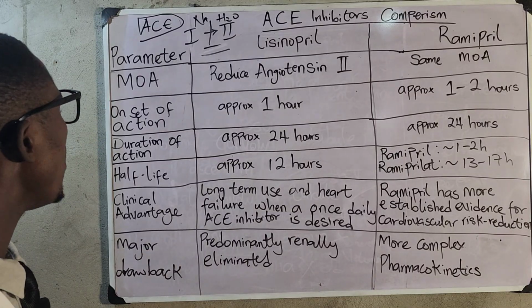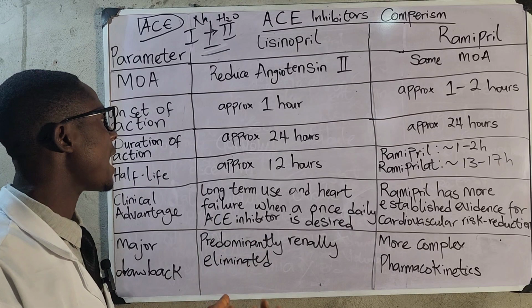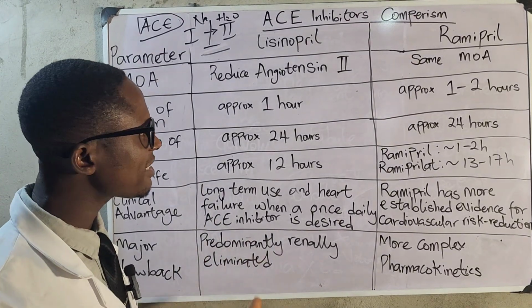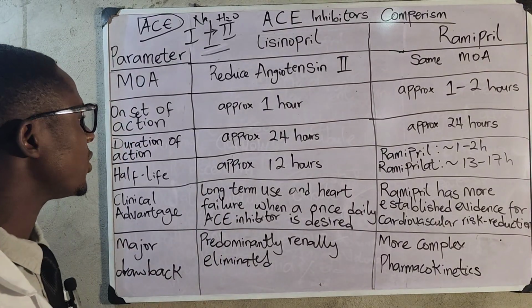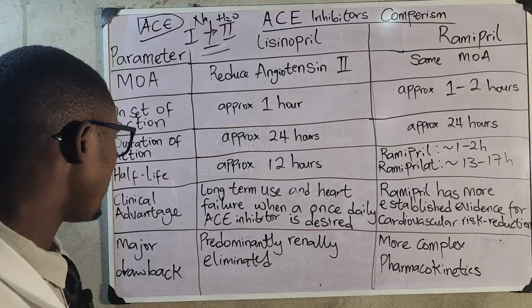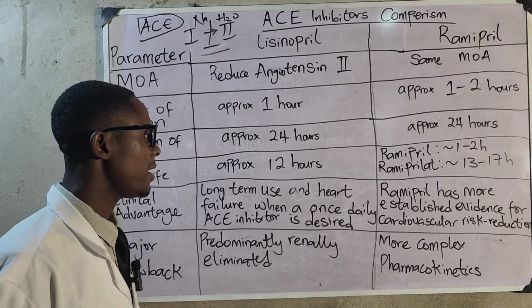Now let's talk about the onset of action. For lisinopril it is approximately 1 hour. Ramipril is 1 to 2 hours. You see, they have almost the same onset of action. Duration of action is also the same, 24 hours. Then half-life, the half-life of lisinopril is 12 hours.